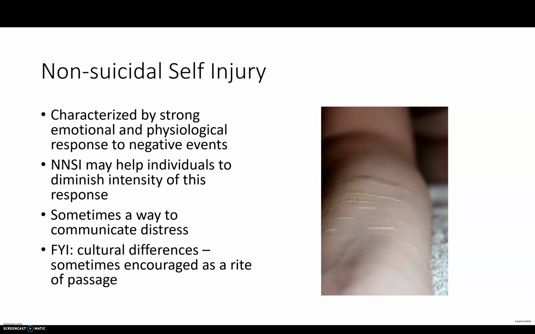Non-suicidal self-injury is another area that's poorly understood, but this is harming oneself, not with the intent to end one's life, but just harm, things like cutting yourself. It seems to be characterized by strong emotional responses to negative events, and it's believed that self-harm may diminish the intensity. And sometimes it's a way to communicate distress. Just as an FYI, there are cultural differences. Sometimes it's encouraged as a rite of passage, so it's accepted in some cases.